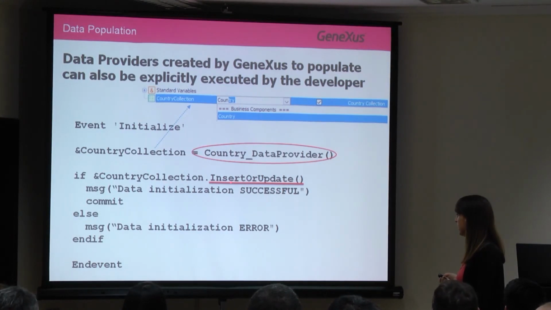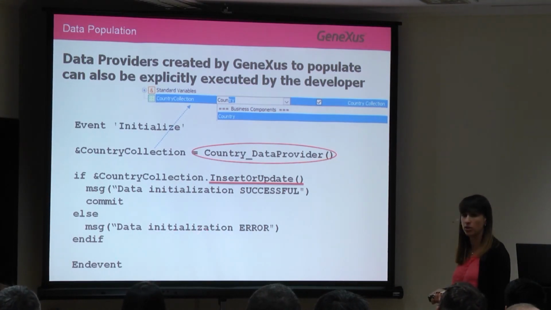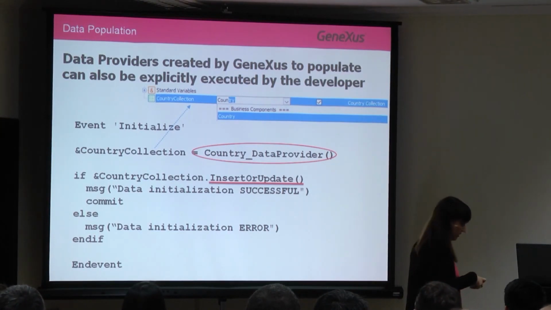So I have this collection. I applied it. If it's successful, I ask about it. I write commit, or I would initialize error and so on, and I will know about it. So let's move on to the new methods that were introduced in GeneXus 15 to be applied to business component variables.